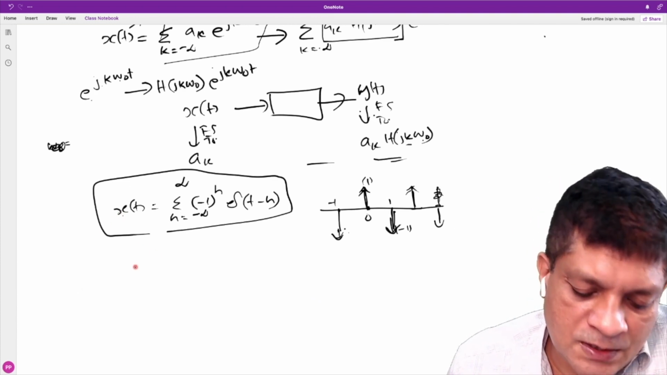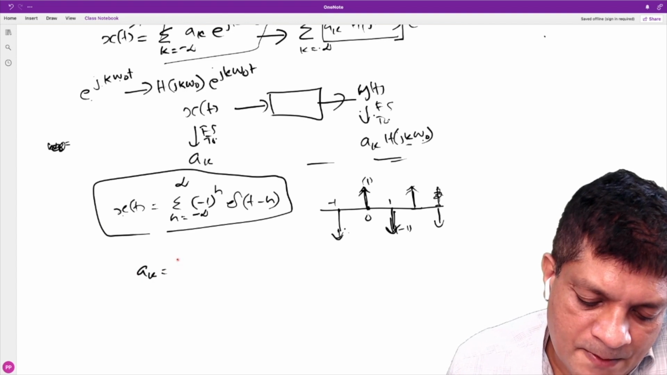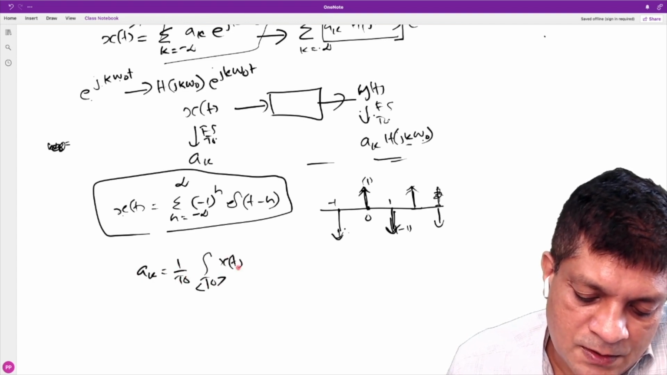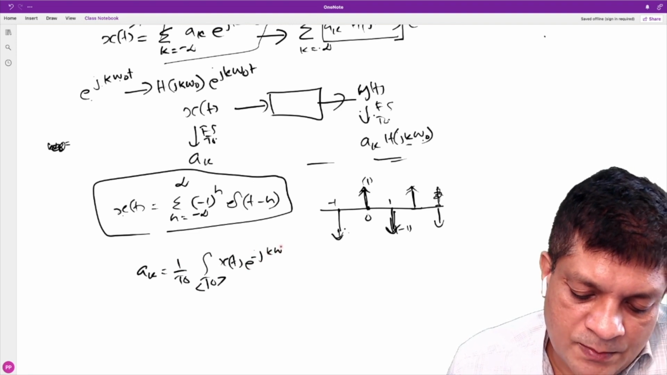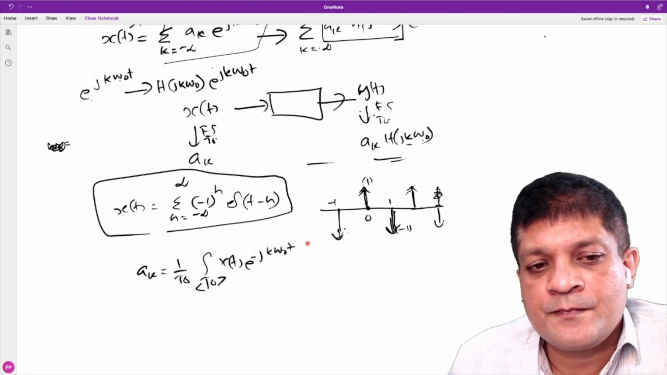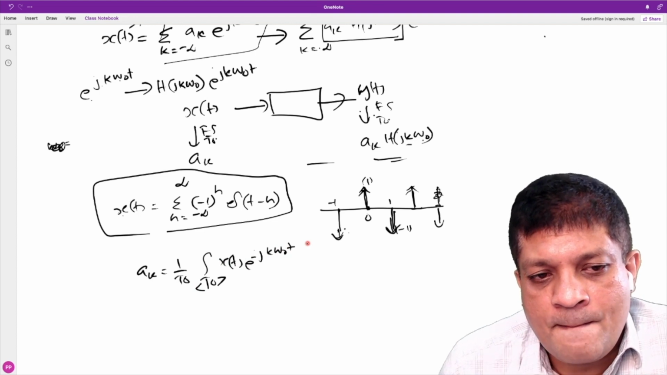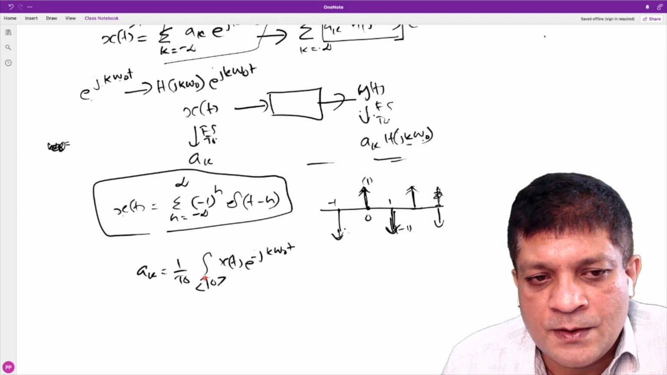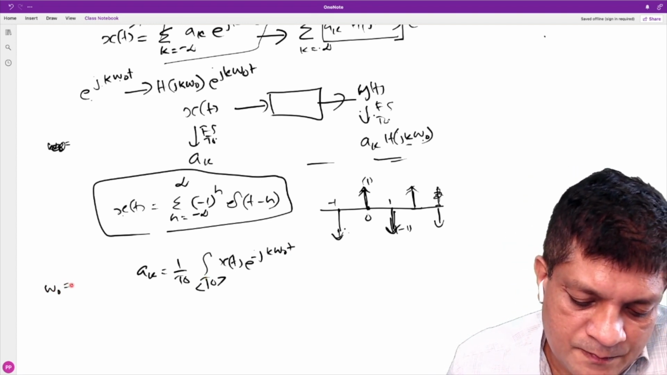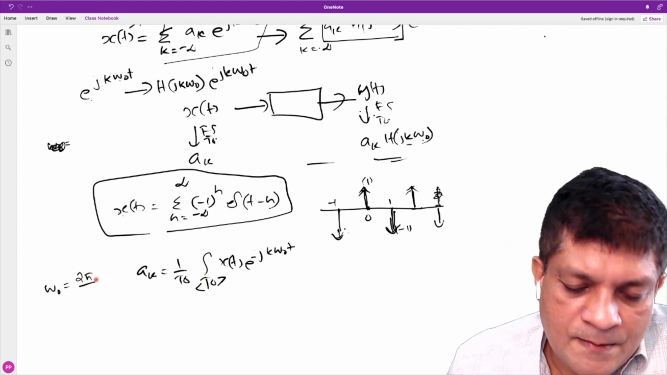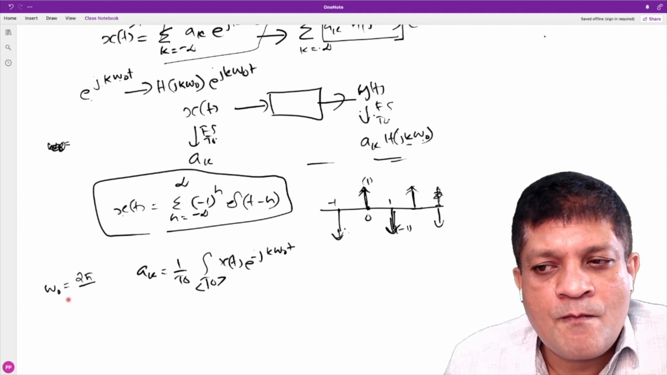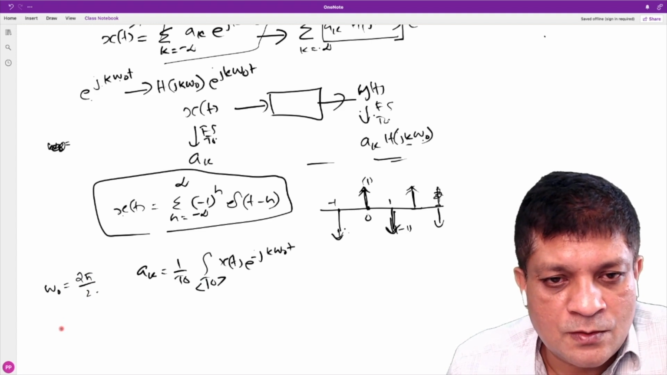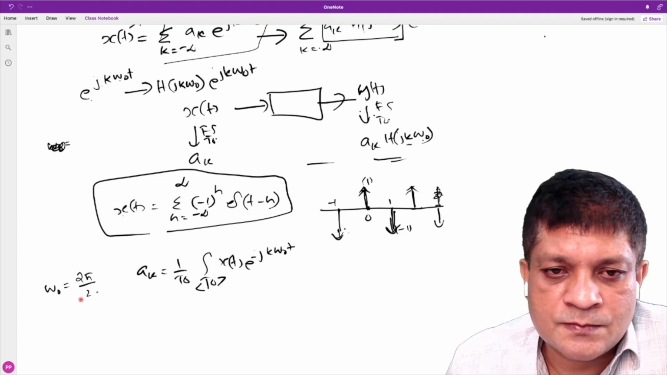If you are given x(t), what is a_k? Is it this: 1 upon T naught, integration over T naught of x(t) e to the power minus j k omega naught t? Yes. That is the Fourier series analysis equation for a continuous time signal. Now, what is omega naught here? 2 pi by T naught. What is T naught? 2 pi by 2, isn't it? T naught is 2 in this case.